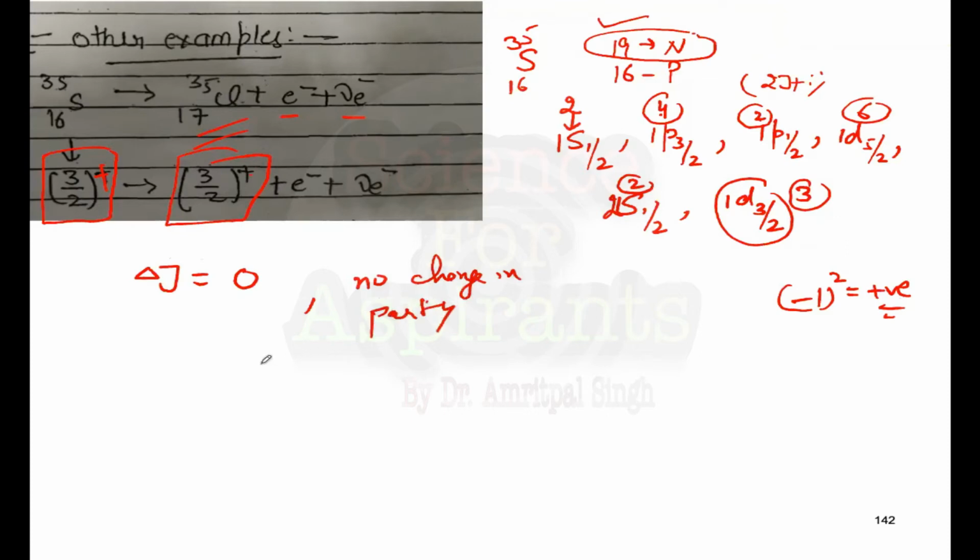So again, you can follow those Fermi rules. The value of ΔJ should be less than or equal to L for the Fermi rule, and ΔJ should be less than or equal to L plus 1 for the GT rule.